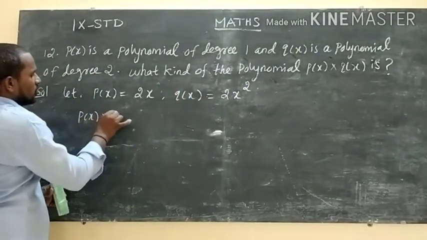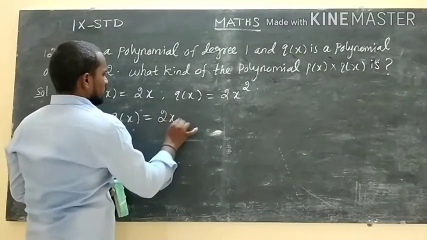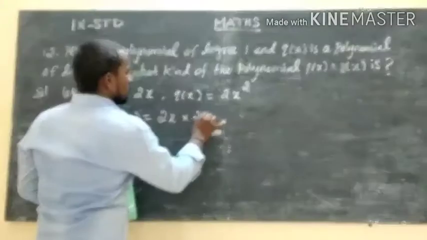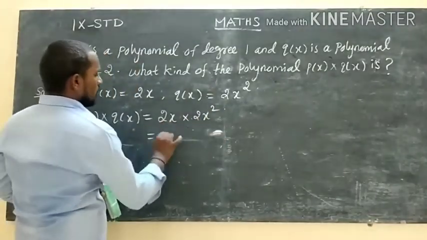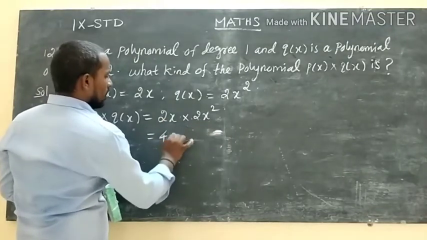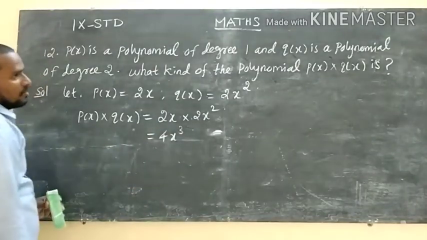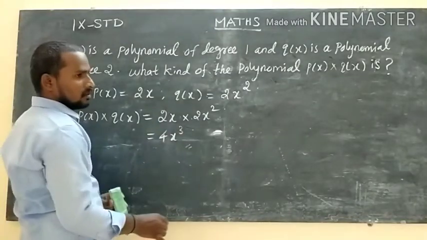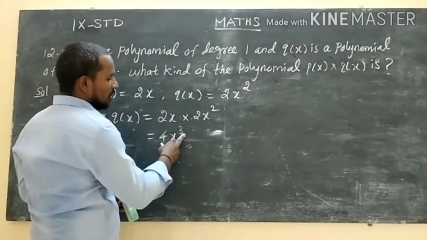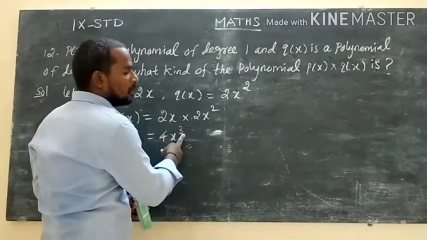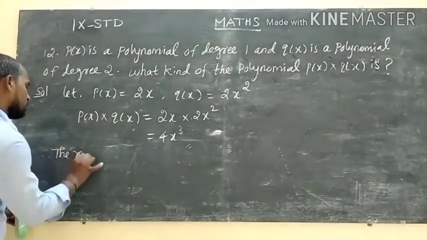P of x into Q of x is 2x into 2x square, which is equal to 2 2s are 4, x into x square, x power 3. So now we get this polynomial. What kind of polynomial is this? We already know the types of polynomials, and the degree is 3, so this is a cubic polynomial.